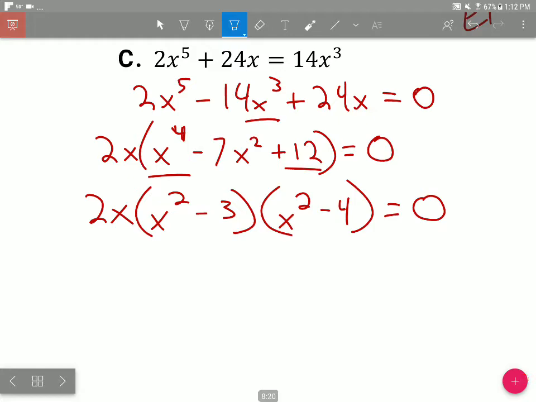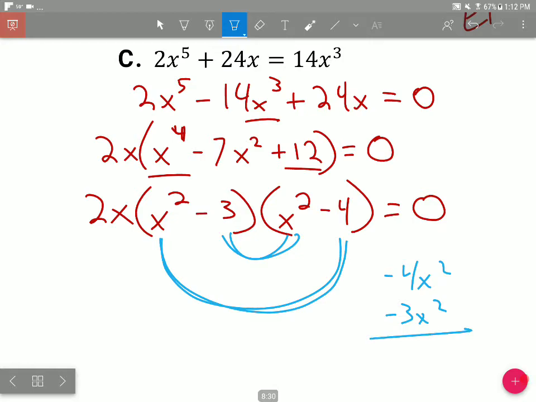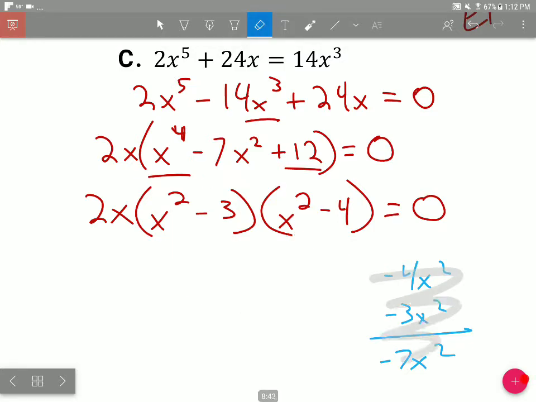You don't need to show this, but just to be a little bit over, remember it's outside, inside. X squared times negative 4, that's negative 4x squared. Negative 3 times x squared, that's negative 3x squared. And those add up to negative 7x squared, which is your middle term. So don't let the x squareds and the x to the 4th creep you out. All right, let me erase that. There we go. So we have an x squared minus something.